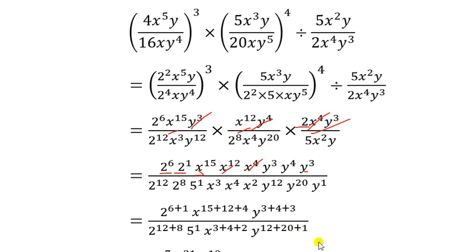In the same way we have to arrange in denominator also. So if we arrange 2 to the power 12, 2 to the power 8, then 2 finish, then 5. Here only 1 5 is given, so 5 to the power 1. Then x to the power 3, x to the power 4, x to the power 2. Similarly y to the power 12, y to the power 20, and simple y to the power 1.